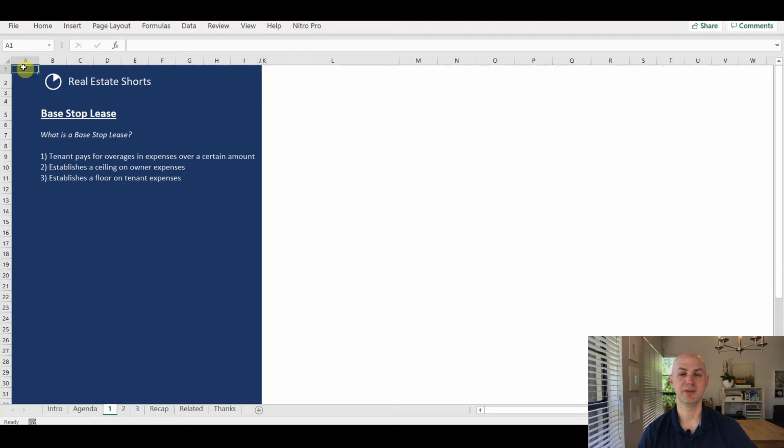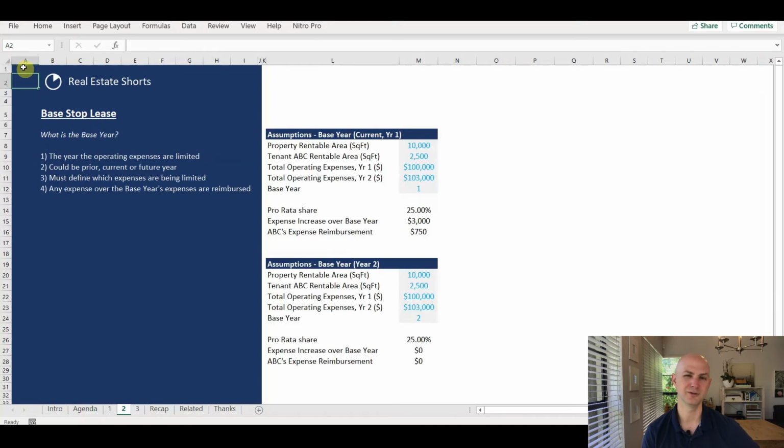All right, so first is, what is the base stop lease? A base stop lease is the kind of lease that establishes a limit or a ceiling on the total amount of expense obligation an owner has. So that if there is an increase in operating expenses above a certain amount, the tenant becomes responsible for paying that increase. What this effectively does is it establishes a ceiling on the total amount of expenses an owner has to worry about, and it establishes a floor on the total amount of expenses a tenant has to worry about. So if operating expenses increase above a certain amount, the tenant is now responsible for paying for anything above that amount. They're responsible for paying all those increases. So let's go through a quick example.